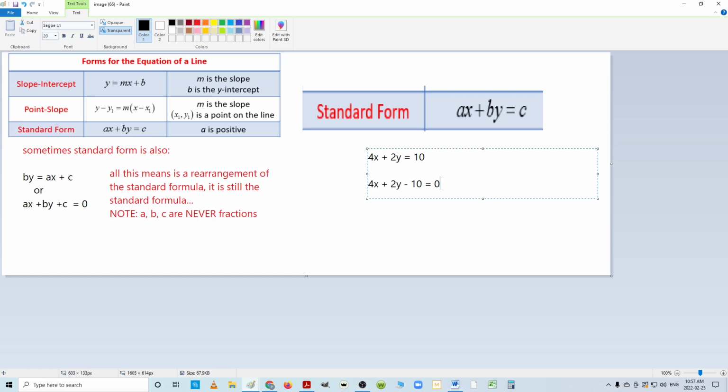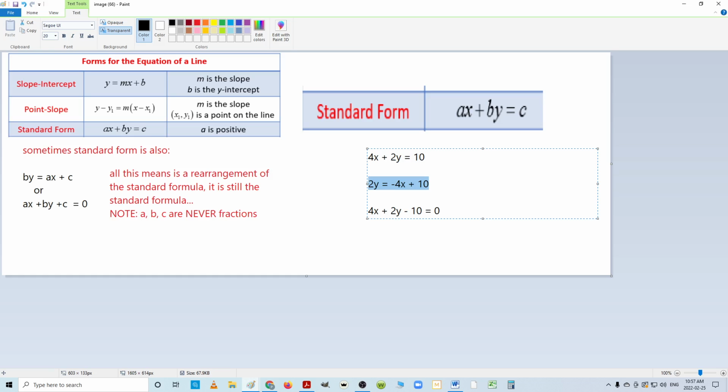What did I do there? I subtracted 10 from both sides. I created a 0 on the right side and minus 10 on the left side. So you'll see it like that a lot. Occasionally you'll see it like this, but not often.